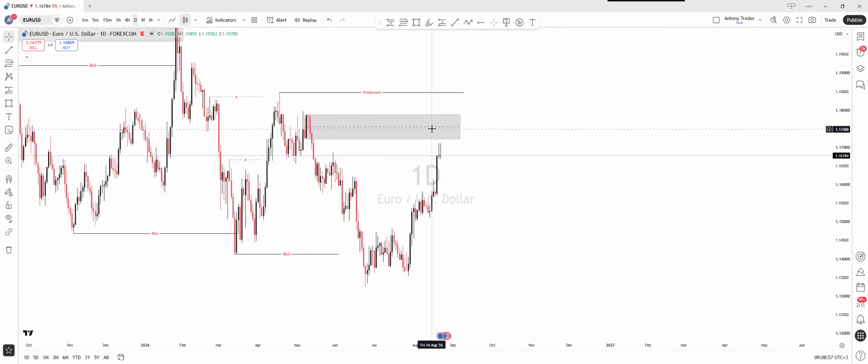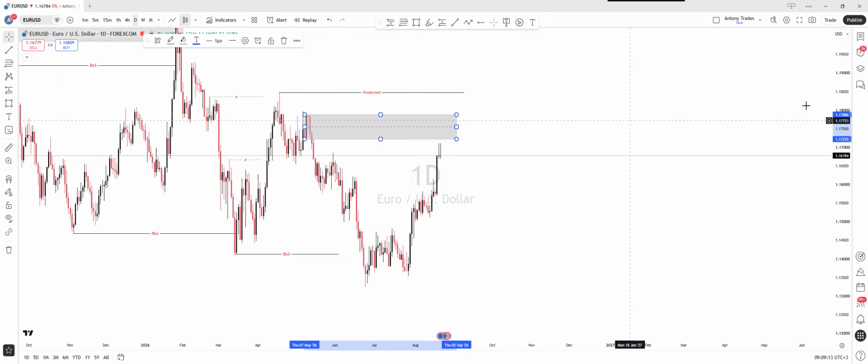We are anticipating to see Euro USD coming to this supply zone, giving us a reaction from this area. And most important, it should give us a confirmation around this area. Once we get that confirmation, we are going to look for selling opportunities from that area.